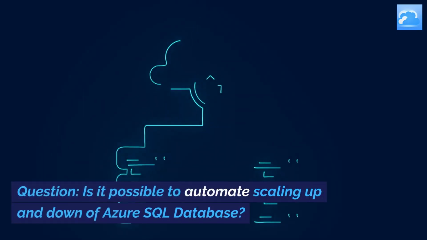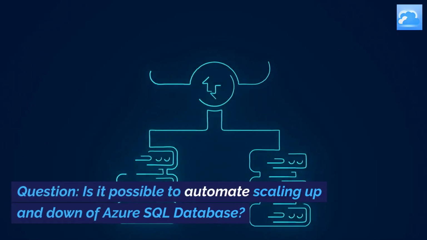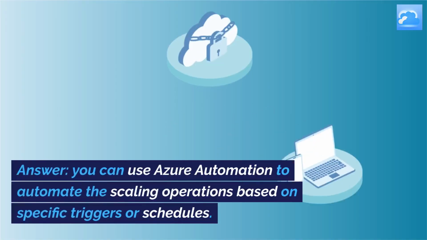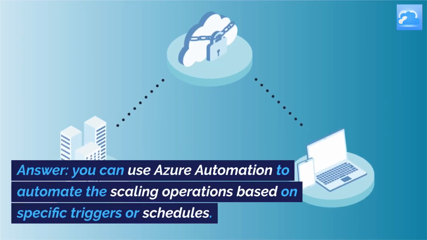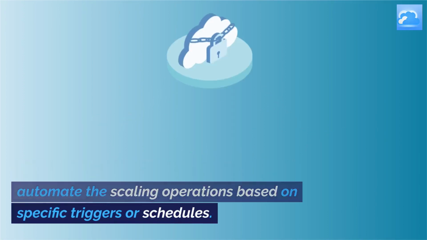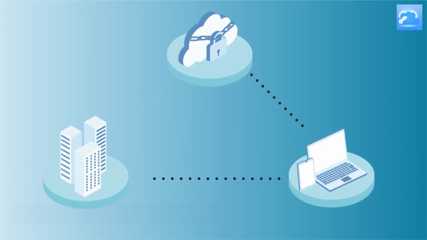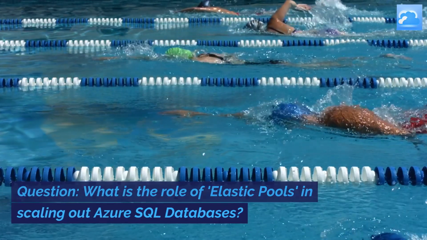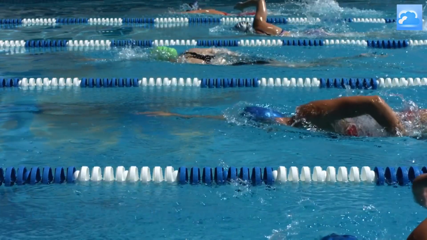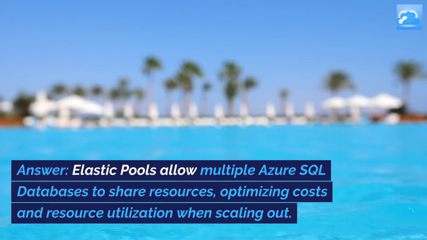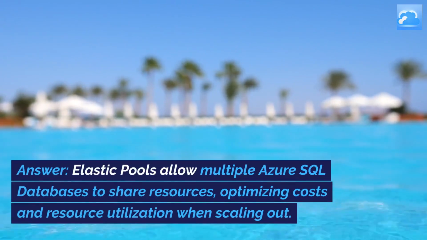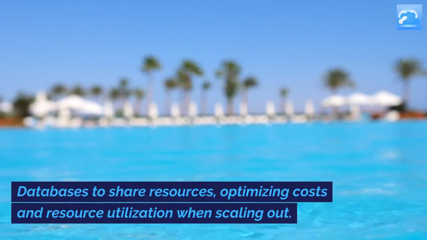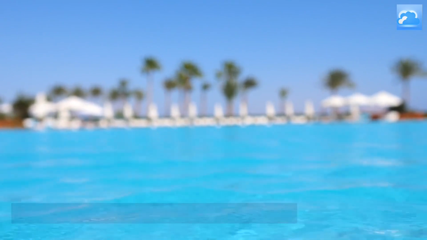Question: Is it possible to automate scaling up and down of Azure SQL database? Answer: You can use Azure Automation to automate the scaling operations based on specific triggers or schedules. Question: What is the role of elastic pools in scaling out Azure SQL databases? Answer: Elastic pools allow multiple Azure SQL databases to share resources, optimizing costs and resource utilization when scaling out.